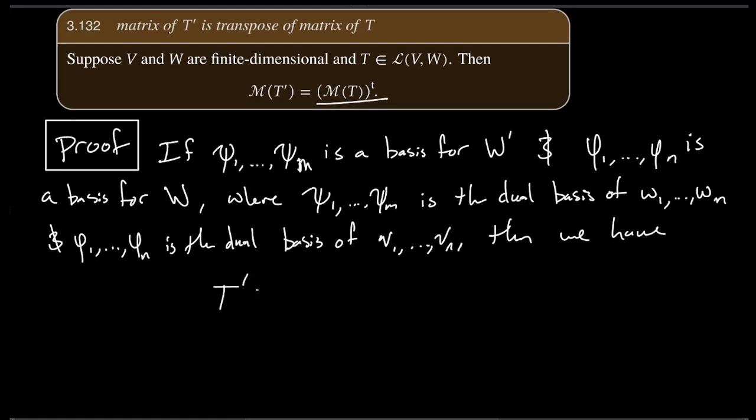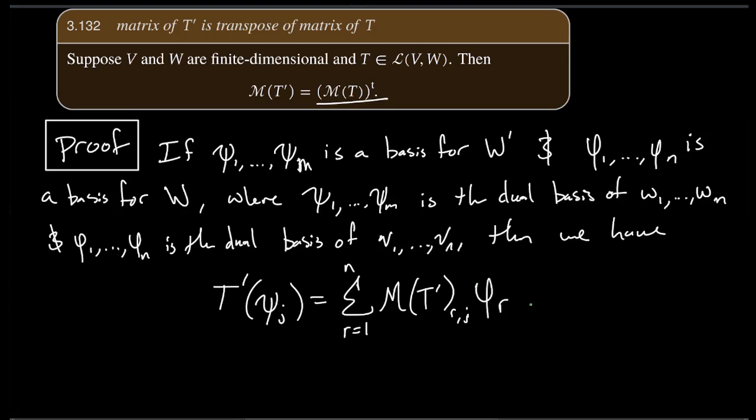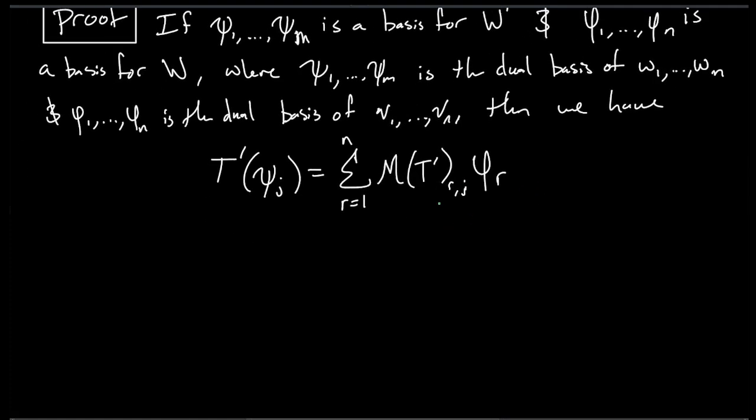Here's the idea. T prime of psi j, the jth basis vector in this dual basis. Well, this is equal to the sum from r equals 1 up to n of, now I should be careful how I write this, the matrix of T prime, the r jth entry, and next to it will be phi r. Too many different indices flying around. These parts can be kind of annoying. But basically, just think about it.